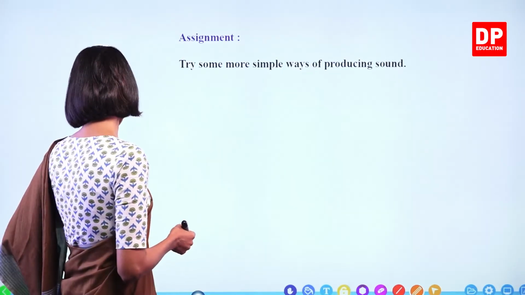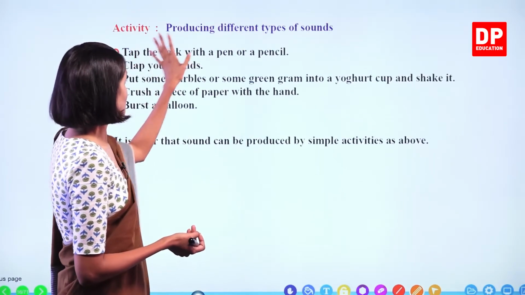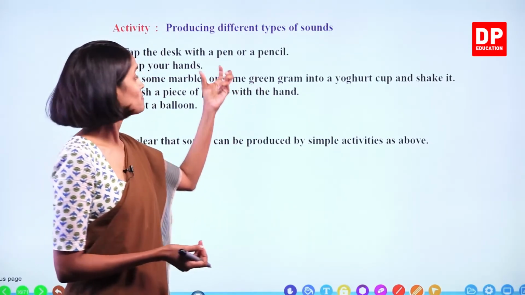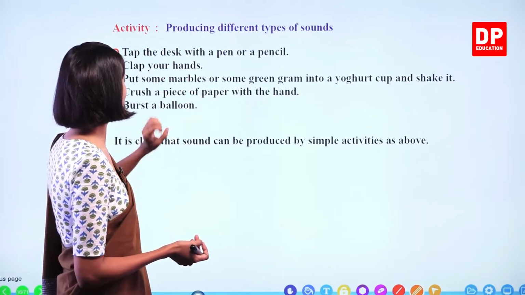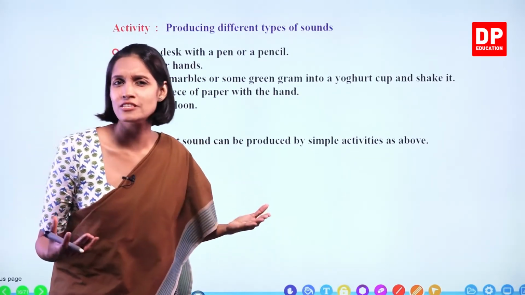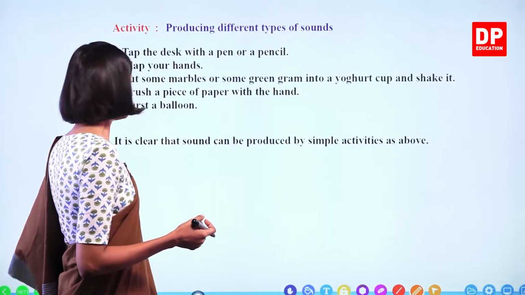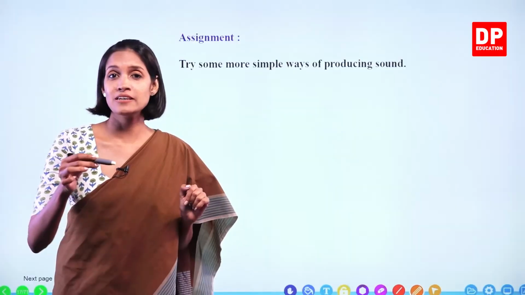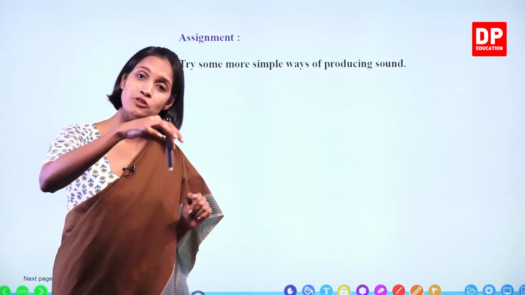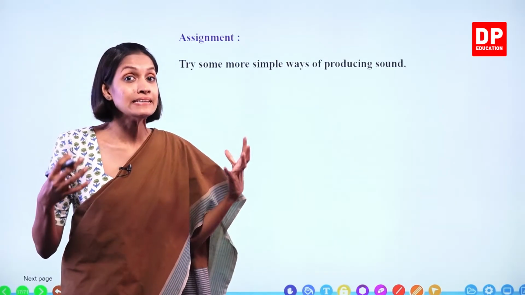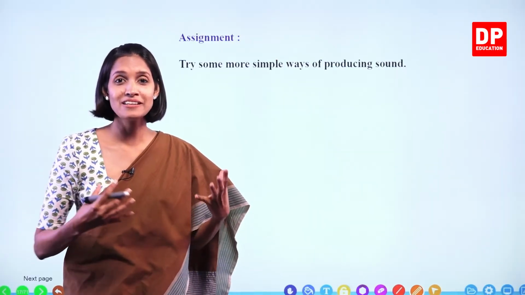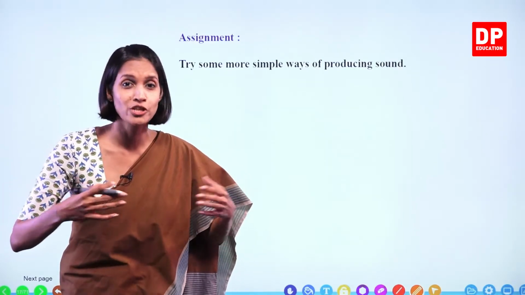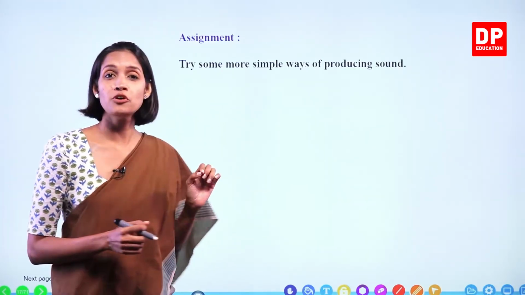Now we already discussed tapping the desk with the pen, clapping hands, shaking a yogurt cup with marbles, crushing a piece of paper and bursting a balloon. What are the other ways that we can do? You can produce sound when you drop something onto the floor. Let's say a metal spoon or something. When you drop it onto the floor, you will hear a ringing sound, right? That sound stays for a certain period of time in the environment. It's a ringing sound. So, dropping something onto the floor.